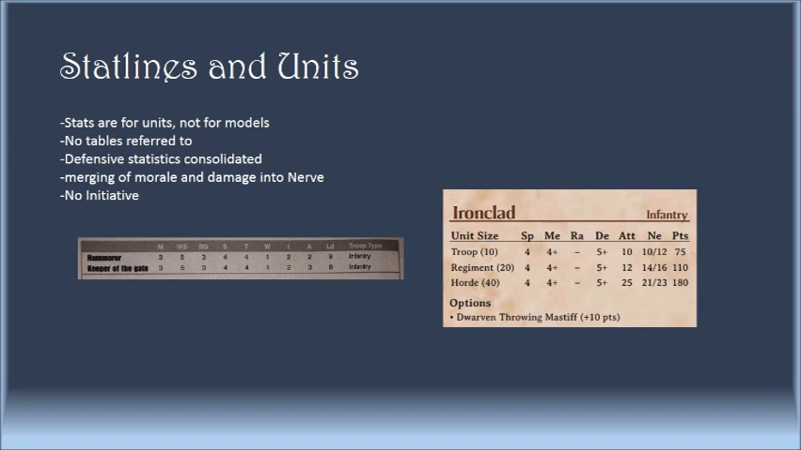Let's start with the biggest difference between the two systems: stat lines and units. In Warhammer Fantasy, each individual model has its own line of statistics, which you can see on the left here, the example being Dwarven Hammerers. In Kings of War, by contrast, each unit, each combined block of soldiers moving and fighting together, has its own line of statistics, which you can see on the right here for the Dwarven Ironclads. This is quite a difference.